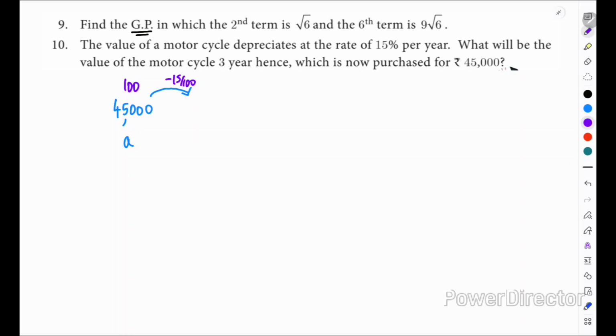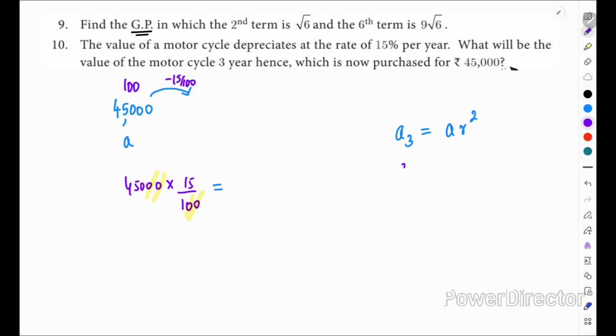So what would be the next year? See, the thing is, it is 45,000 into 15% is how much? So you have to cancel this out. So how much are you going to get? See, I am actually solving for each year. If you want, this question can be solved directly. A3 is nothing but A into R power 2, right? So you know what the answer is.